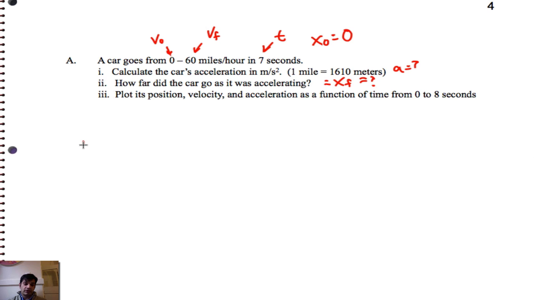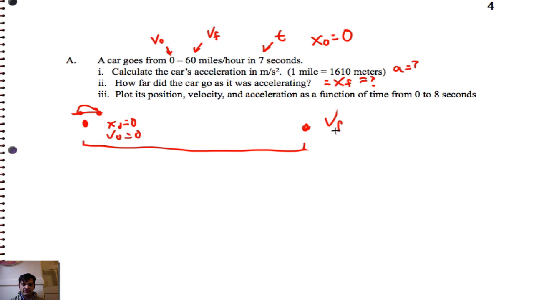So now what I want to do is draw an awful picture of what's going on. We start here, and we end here. You don't even have to draw the car, but if you want to, you can. So here's the car, and we're saying we start off at 0 with a velocity of 0. We wind up here with a final velocity equal to 60 miles an hour. We don't know the final position. We know that the time is 7 seconds, and the acceleration is unknown, so we leave a question mark there.